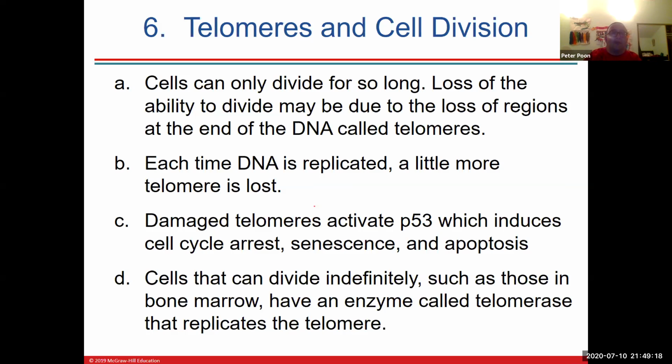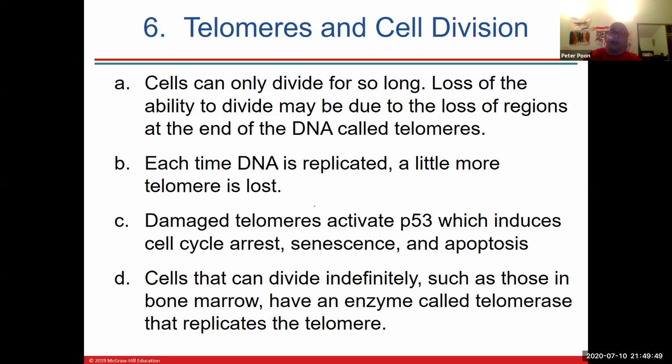Cells can only divide for so long. Normal cells can only divide a certain number of times. I think that number is in the 60s. It's called the Hayflick limit. That's because every time the cell divides, it loses a little bit of the end of the chromosome. The copying process works perfectly until the very end. You can't copy the very end.